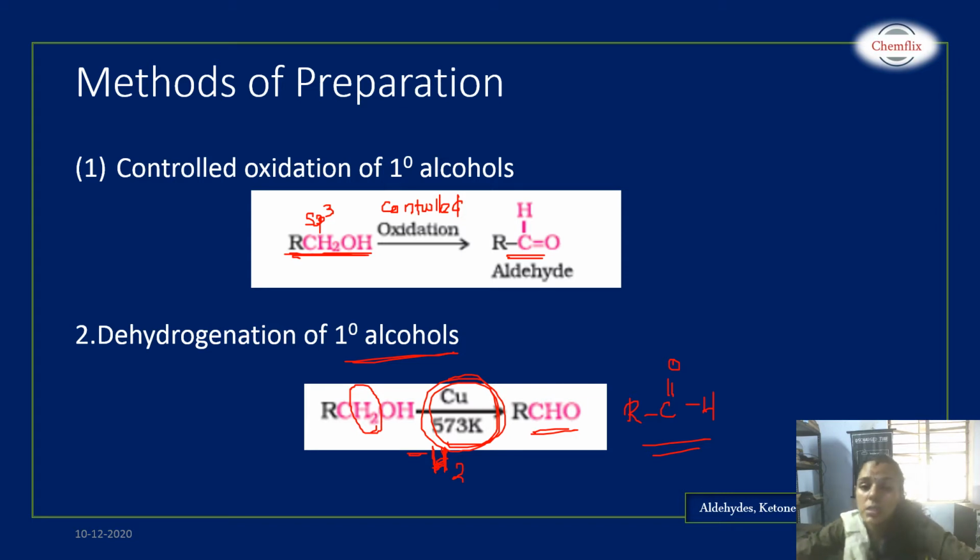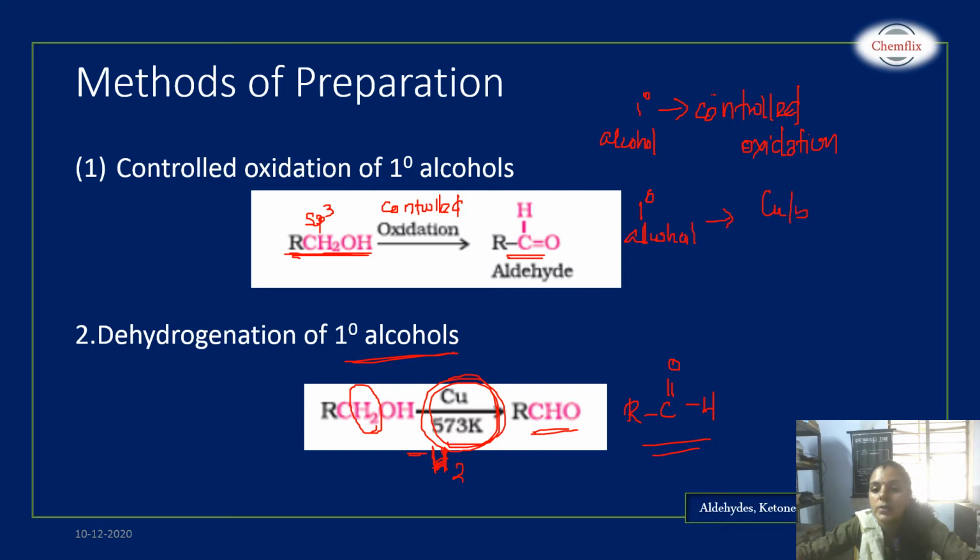So the two methods to prepare an aldehyde from a primary alcohol are: the first method is controlled oxidation of primary alcohol, and the second method is dehydrogenation of primary alcohol, and the dehydrogenating agent used here is copper at 573 Kelvin. Is it clear for you?